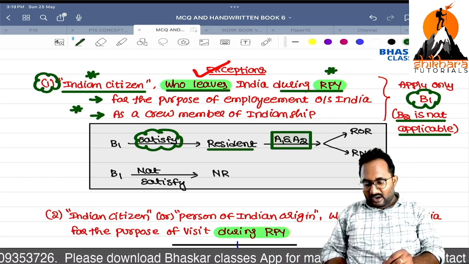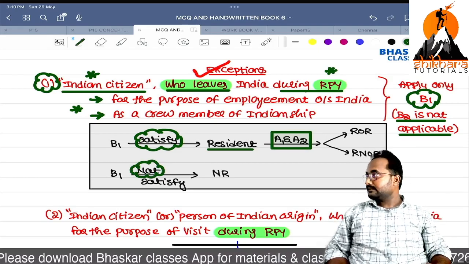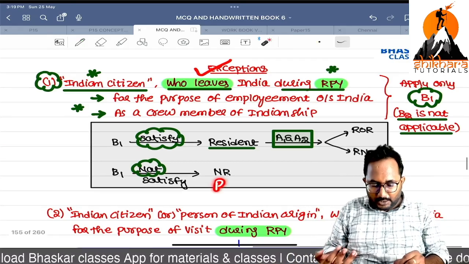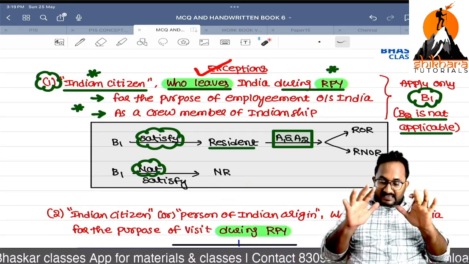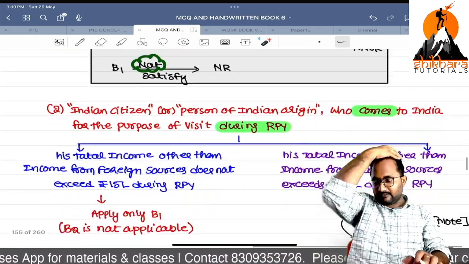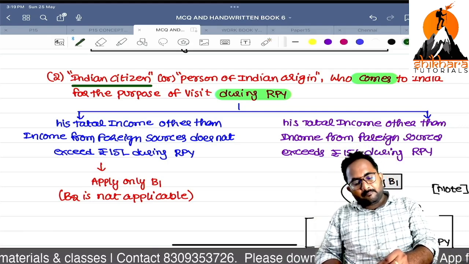If B1 is not satisfied, then what is the answer? Non-resident. Clear? Not satisfied means many students are trying to apply B2. That is not correct. In these exceptional cases, we have to follow this rule. Clear? Now, the second one. The second exception is applicable for an Indian citizen and a person of Indian origin.